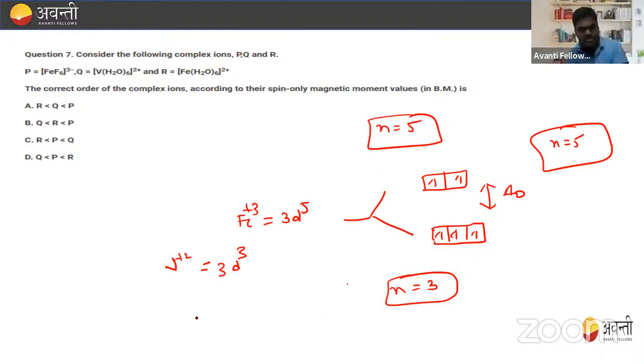Now [Fe(H2O)6]. In this, Fe is in the +2 state, and Fe +2 means they have 3d6. Again, H2O is a weak ligand. So 1, 2, 3, 4, 5, 6. They have 4 unpaired electrons. So n is equal to 4 here.